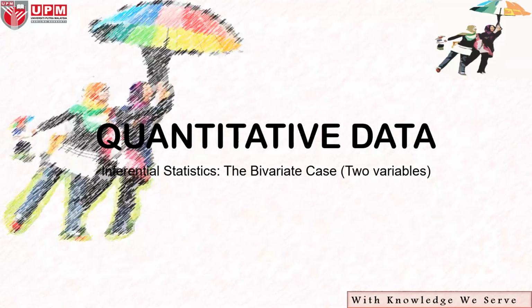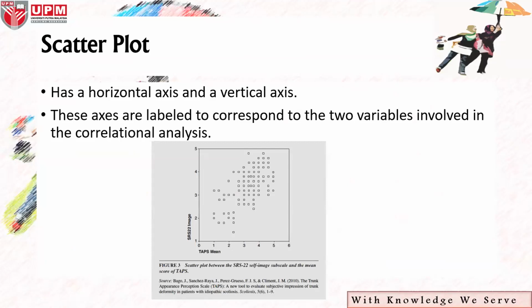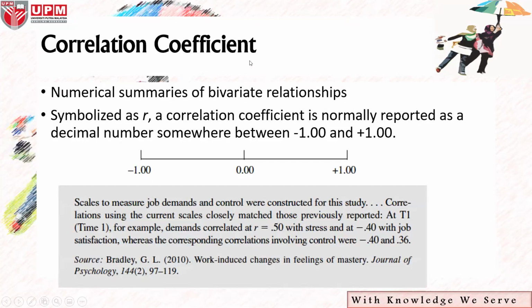Okay, now quantitative data. First, scatter plot. A scatter plot has a horizontal axis and a vertical axis. These axes are labeled to correspond to the two variables involved in the correlation analysis. So scatter plot ni biasanya ada bila kita buat correlation ataupun regression analysis. Okay. So correlation coefficient, yang ni dah sentuh dah tadi, so saya rasa boleh skip lah this one.